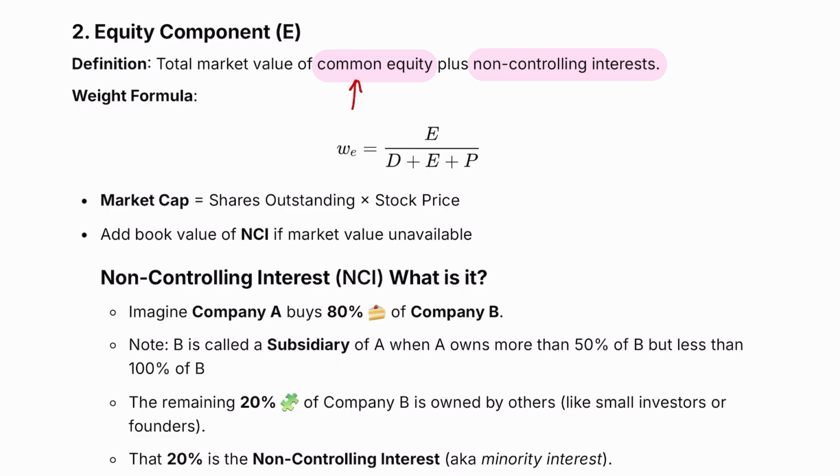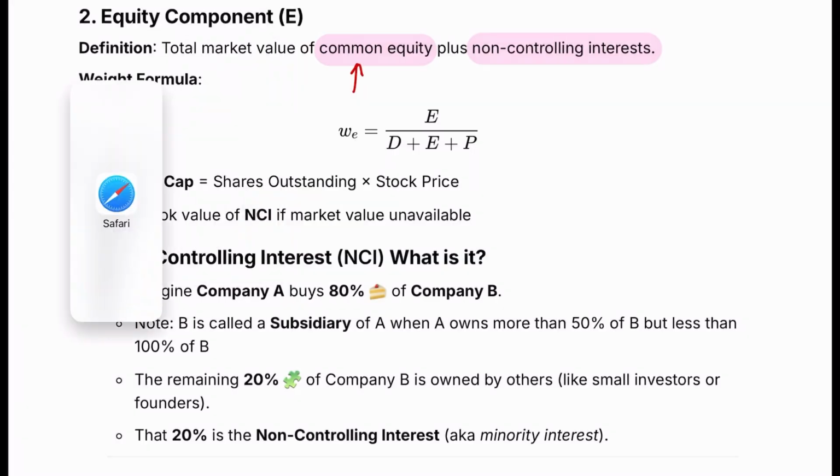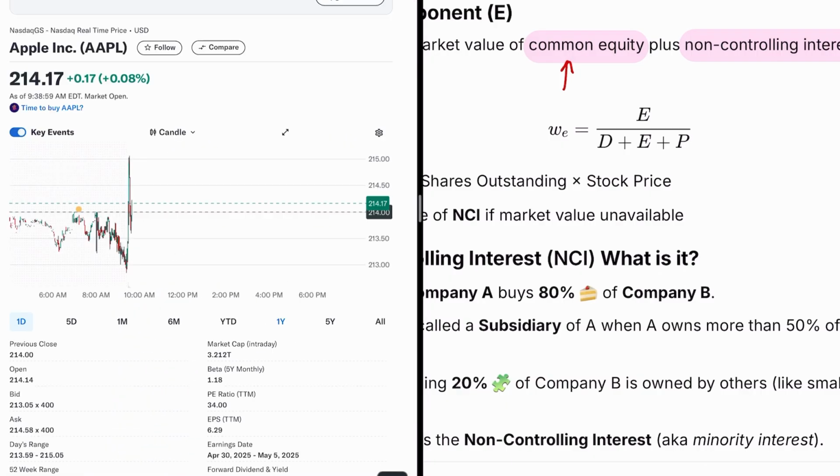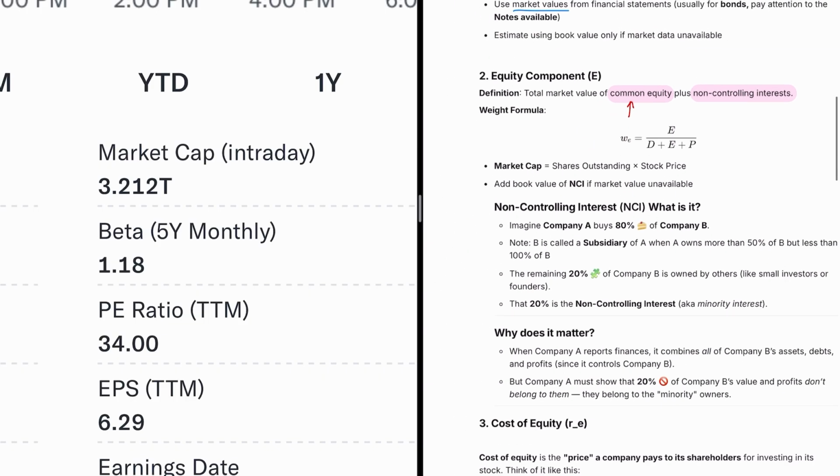For common equity, this is relatively easy to find. We can directly search websites like Yahoo Finance. It is the information for Apple. And we can directly find the market cap from Yahoo Finance. Market cap is just shares outstanding multiplied by share price.